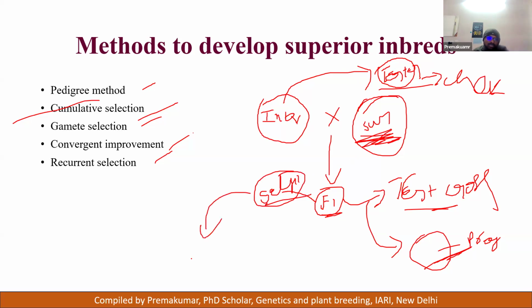Then you advance up to F6 and develop an inbred from this. This is what gamete selection is. You are selecting based on the gamete. Understood what is gamete selection?